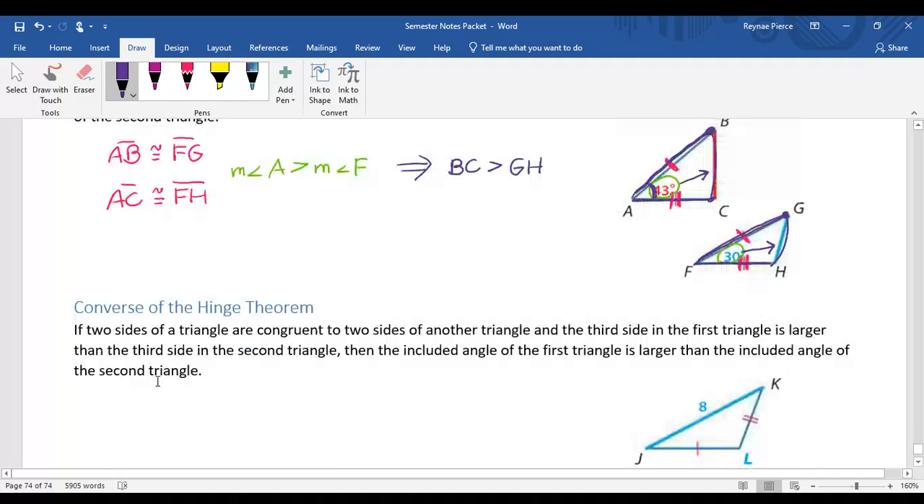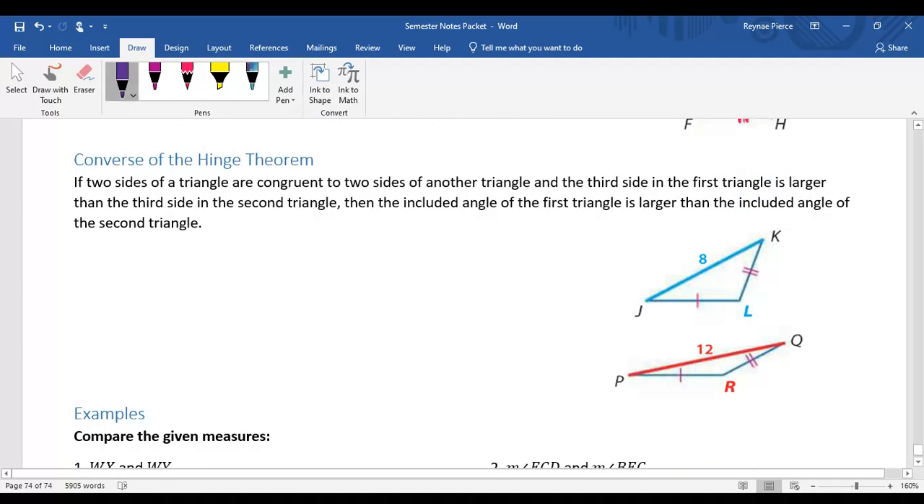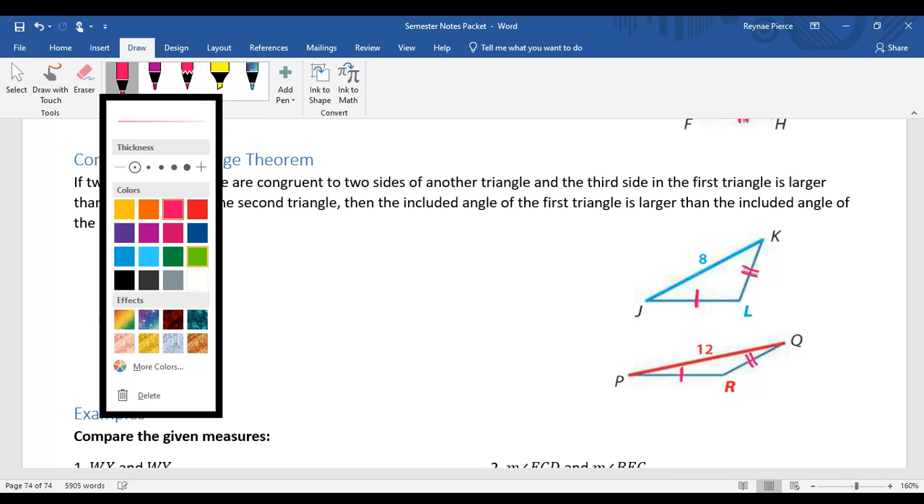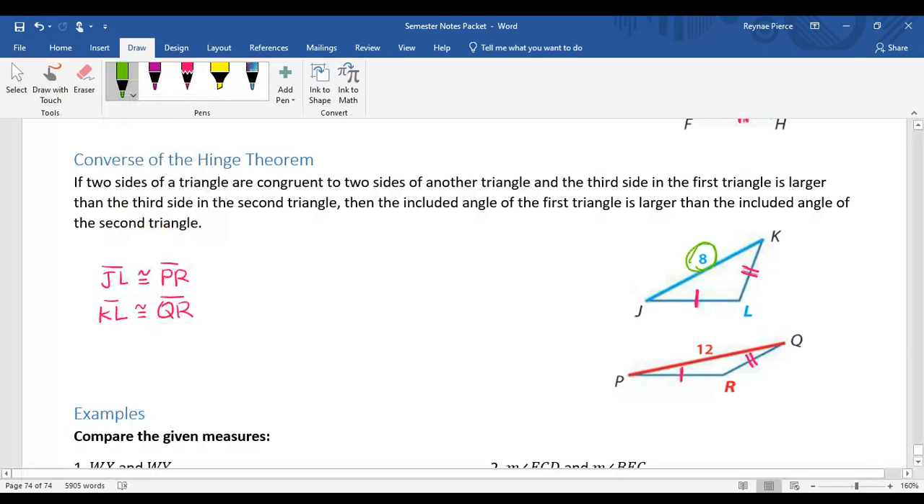The converse of that is also true. So we still have two pairs of congruent sides. JL here and PR are congruent, and KL and QR are congruent. And we are going to then be looking at side lengths. So here JK and PQ, and PQ is larger than JK.